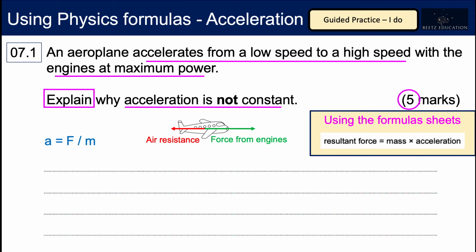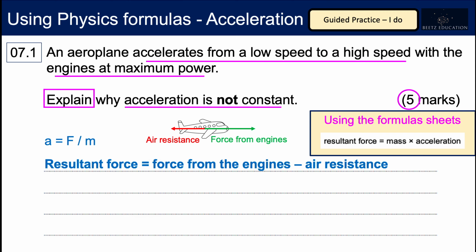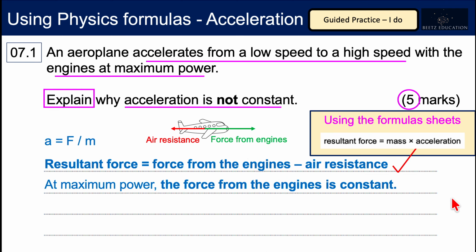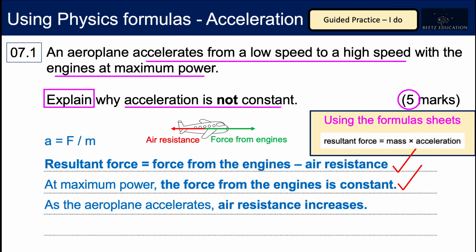answer. So, again, I need to be considering what is going to change and what's perhaps going to stay the same from those quantities. So, the resultant force, F, is based on the force from the engines minus air resistance. I'm going to get a mark for that. At maximum power, the force from the engines is going to be constant. So this arrow is as big as it's going to get for the force from the engines. Mark for that. As the aeroplane accelerates, air resistance increases.